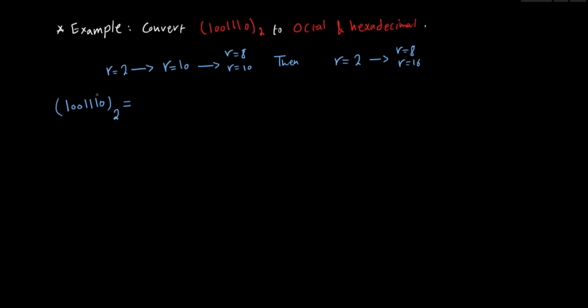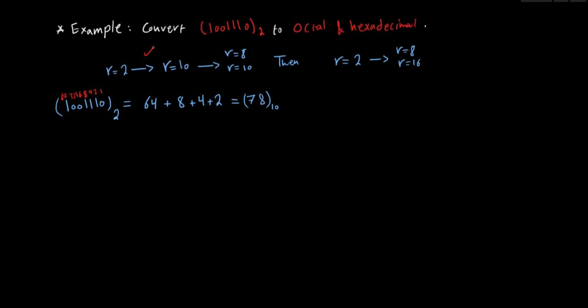1001110 binary. Let's lay out the position multipliers: 1, 2, 4, 8, 16, 32, and 64. So we have 1 at 64, 1 at 8, 1 at 4, and 1 at 2. So the result is 64 plus 8 plus 4 plus 2. That equals 78 in decimal. So we have done the first part, and then we have to convert 78 decimal to octal and hexadecimal. Let's start with the octal.